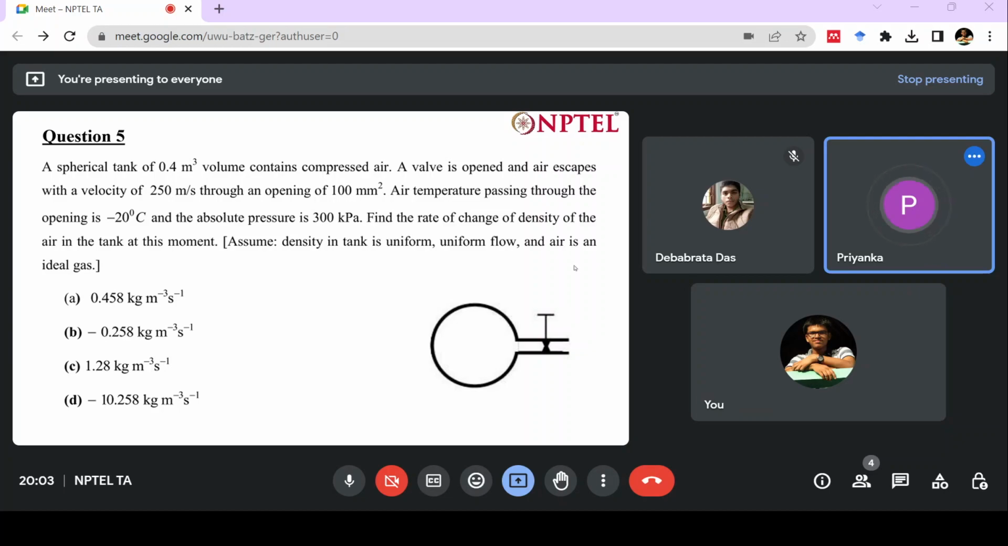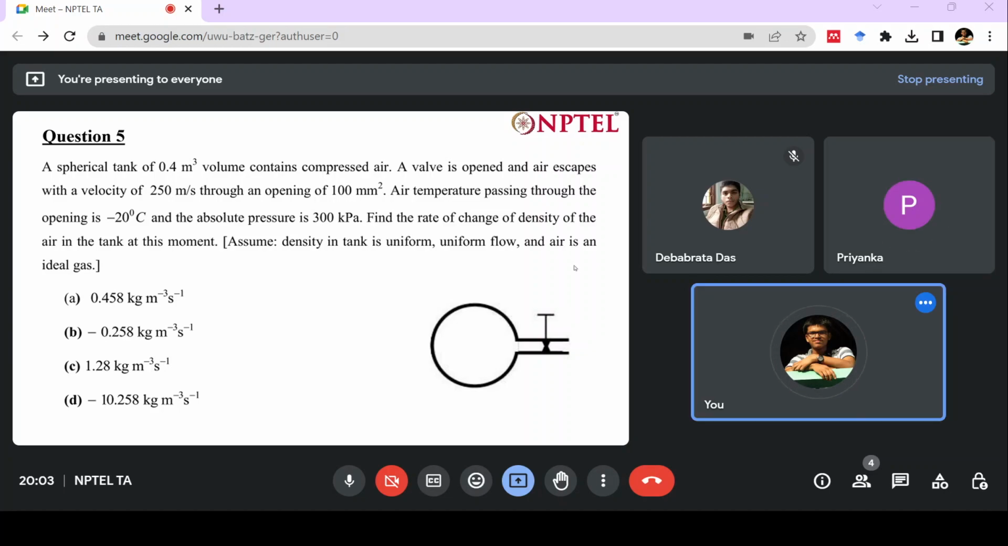d rho by dt. This question is definitely asking d rho by dt, right? Changing rate of change in density. So how will we achieve that? Try to find that using our conservation of mass, right?